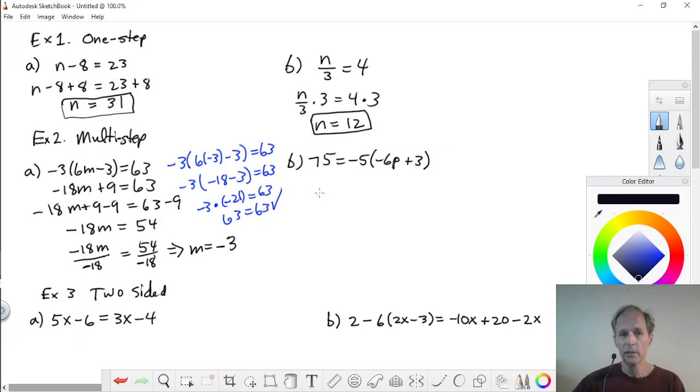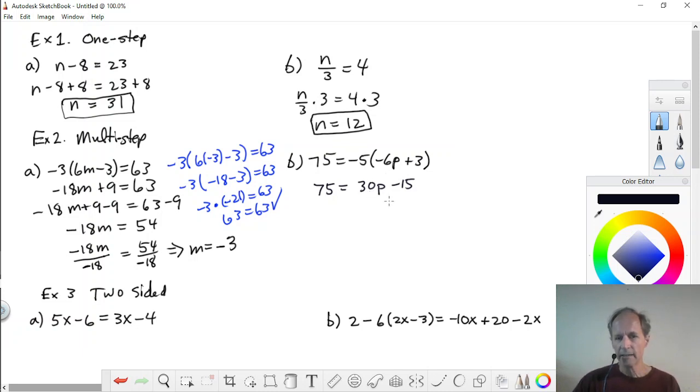Okay, moving right along. Look at this. Again, we've got to distribute, right? So on the left-hand side, there's just 75. On the right-hand side, we're going to take the negative 5 and distribute it through. So negative 5 times negative 6p is 30p. Becomes positive because there's two negatives. Negative 5 times 3 is negative 15. Okay, so now it's like 2 more steps.